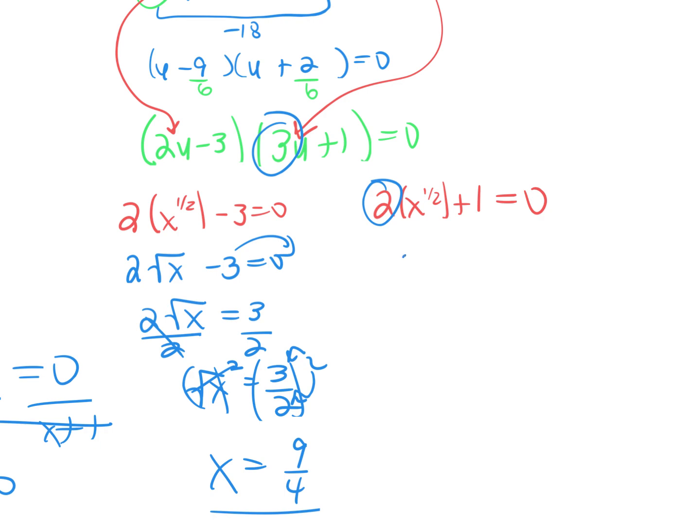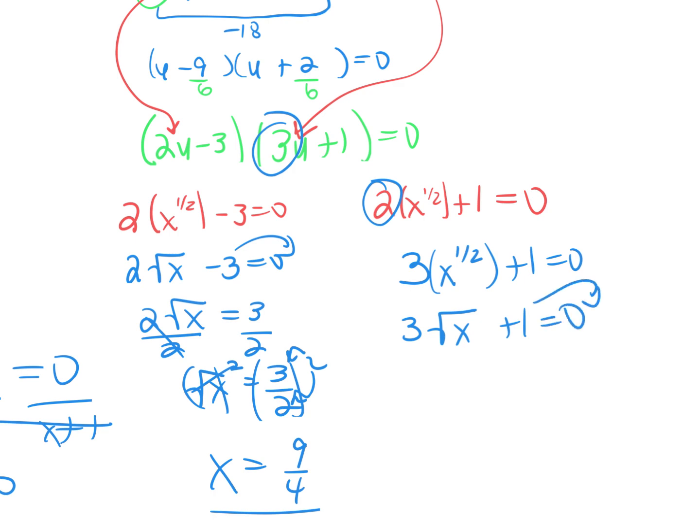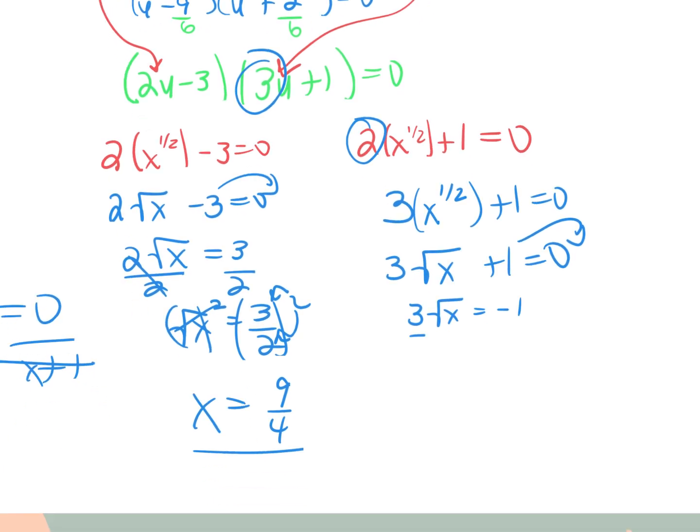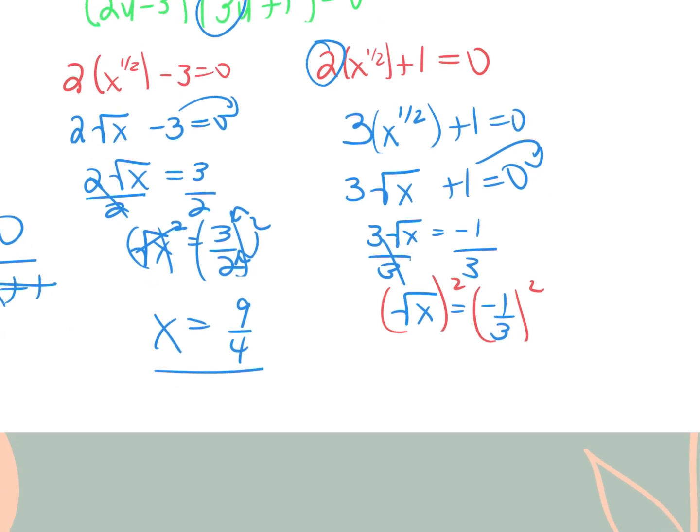I see here, look, I went from a 3 to a 2. Oh, silly me. So let me rewrite this. This is 3x to the 1/2 plus 1 equals 0. So I have 3 times the square root of x plus 1 equals 0. Move this 1 over. 3 times the square root of x equals negative 1. Divide both sides by 3. And I get the square root of x equals negative 1/3. How do you undo the square root? We're going to square both sides. So this becomes x equals 1/9.